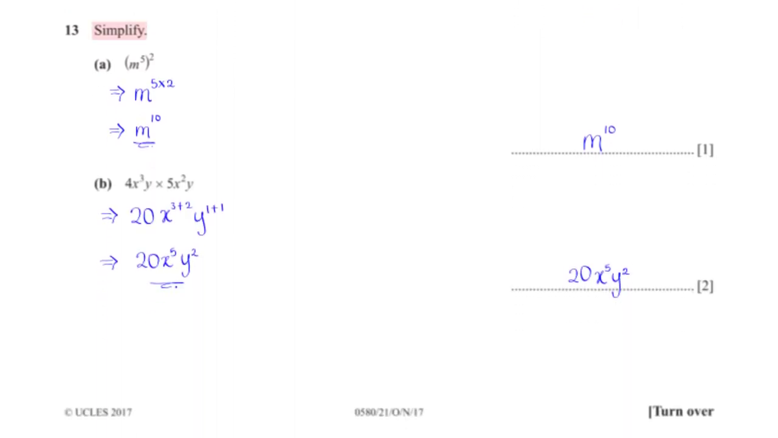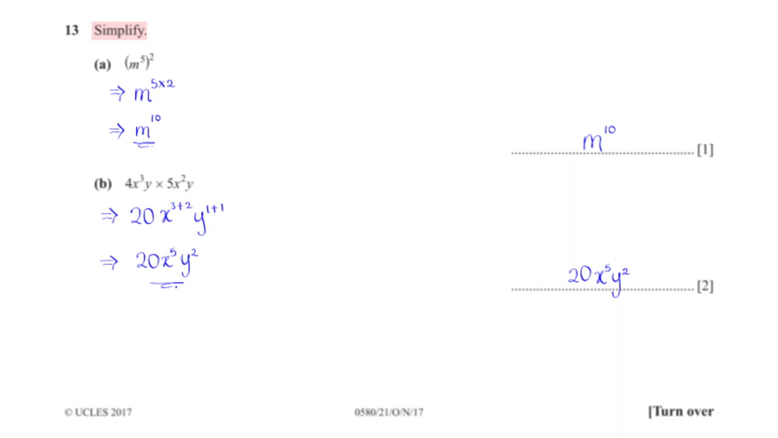Simplify. M raised to the power 5, all raised to the power 2. So by the laws of indices, the powers of M will multiply. And so this gives us M raised to the power 5 times 2. 5 times 2 is equal to 10. And so we have our final answer as M raised to the power 10.